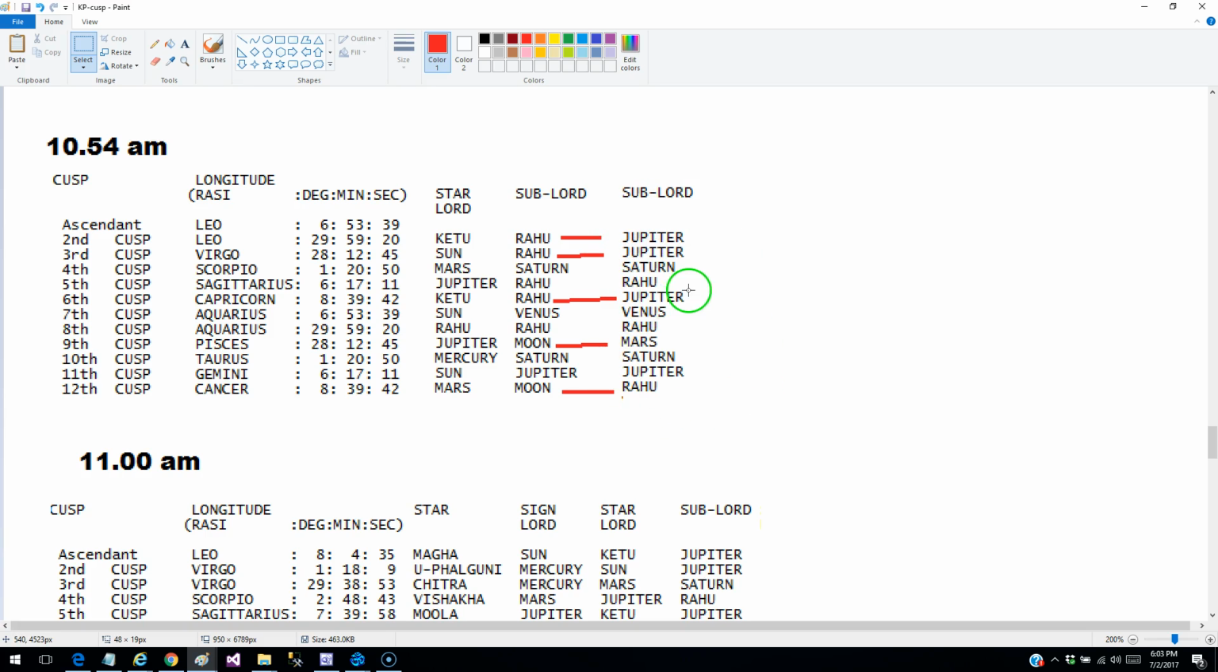And when the cuspal sublord changes, the whole game changes. For example, when you are trying to analyze the character sketch of a person, Krishnamurti says that you have to focus on the sublord of the ascendant, which is Rahu. And then there are some more details about how to judge the character sketch. But Rahu is in focus for judging the character sketch. If there is a 6 minute difference in time, it becomes Jupiter. So the character sketch becomes very different.